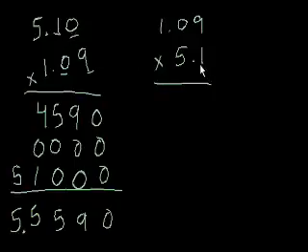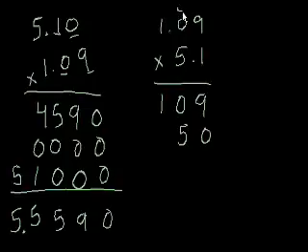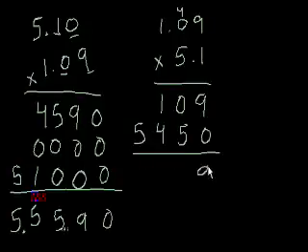So first, I just ignore the decimals. I say 1 times 9 is 9. 1 times 0 is 0. 1 times 1 is 1. Put a 0 here. 5 times 9 is 45. Carry the 4. 5 times 0 is 0 plus 4 is 4. 5 times 1 is 5. Now I add 9, 5, 5, 5.